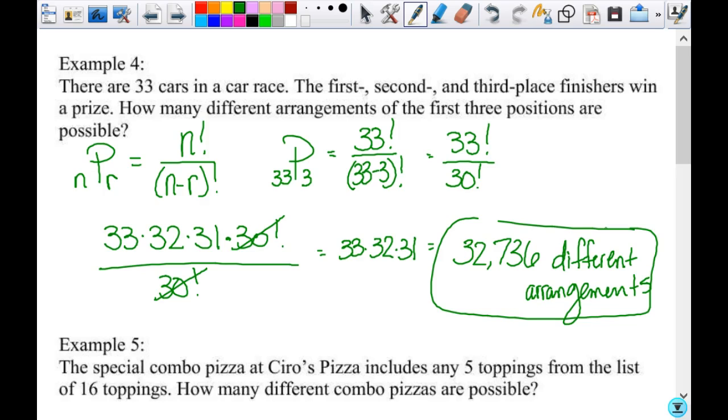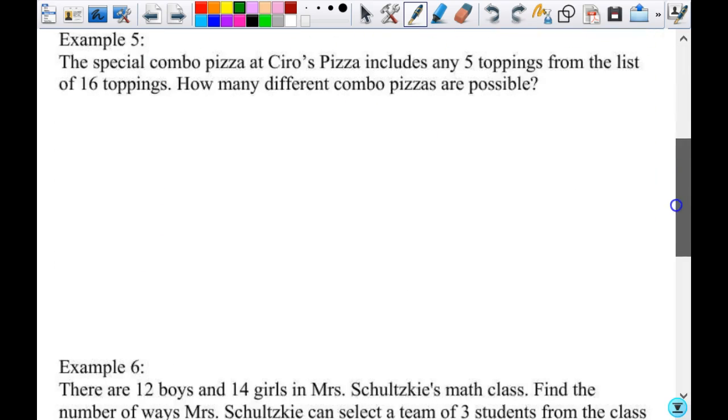That's just the first three. That didn't even include 4 through the rest. Because if we did want how many different ways could the 33 cars finish, and we're talking about all of them, then that's just 33 factorial. And that's a whole lot more. So I'd still take this and multiply it by 30 times 29 times 28. I mean, it's outrageously large. We all good? Okay. All right. Next one.